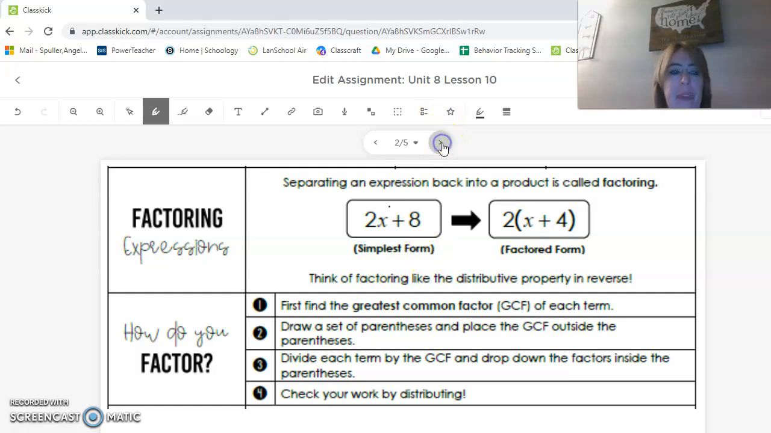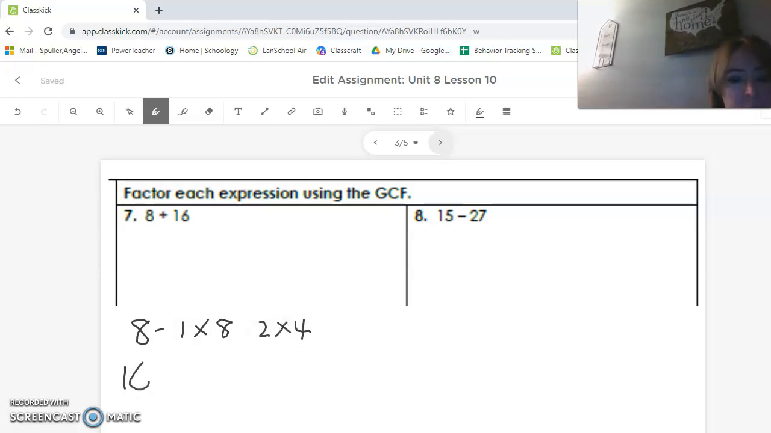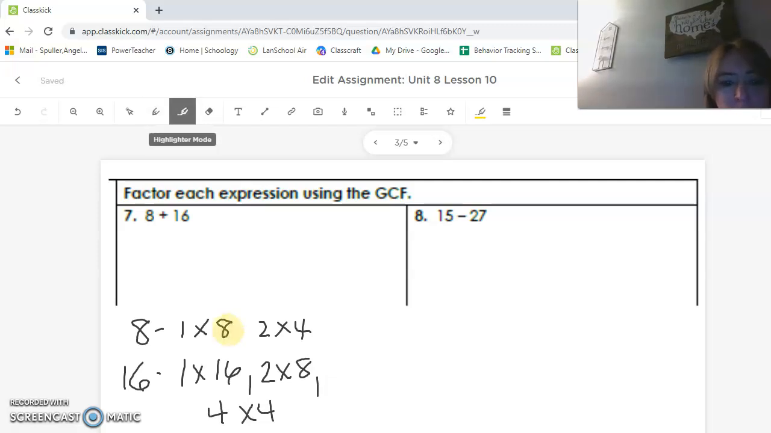All right. So here we go. So what does this mean? Well, let's look at what the greatest common factor is first. Remember, factors are what do we multiply? So 1 times 8 and 2 times 4. 16: 1 times 16, 2 times 8, and 4 times 4. So which one's the greatest factor? Well, 8 is the biggest number that they have in common.